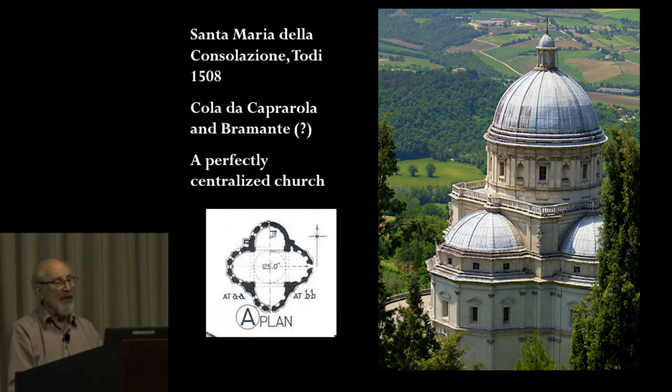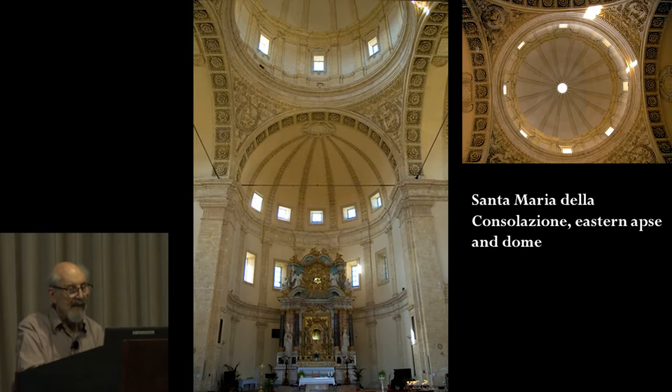And then we come to the Church of Santa Maria della Consolazione, St. Mary of the Consolation, at Todi, between Florence and Rome, designed by Cola da Caprarola. It's very, very high, as you can see, or you can imagine, though you can't see it. There are apses on the four sides, absolutely centralized. But that's an awful lot of building to hold the small number of people there are room for down below. Here's the interior, Santa Maria della Consolazione.